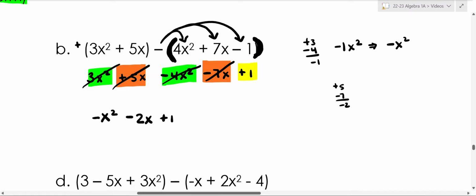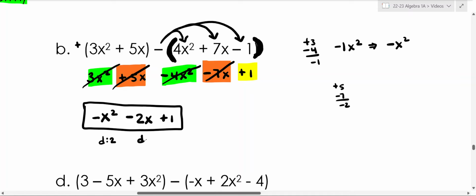Now let's focus on, is this in standard form? Remember, in standard form, we're looking at the degree. -x squared. X is the variable, 2 is the exponent, so this is degree 2. -2x, x is the variable, and the exponent is 1. 1 is a constant, so the degree is 0. And it's already in decreasing degree, so we're good for standard form.